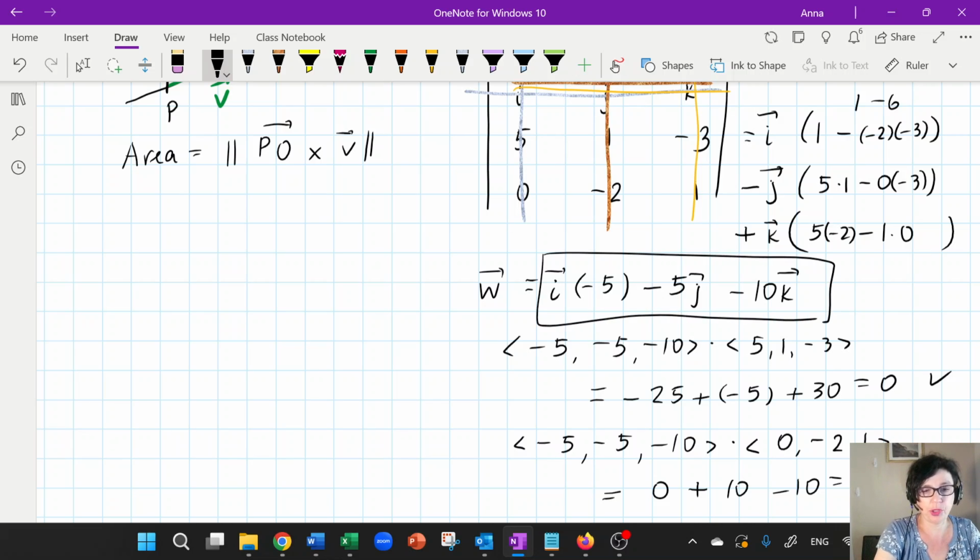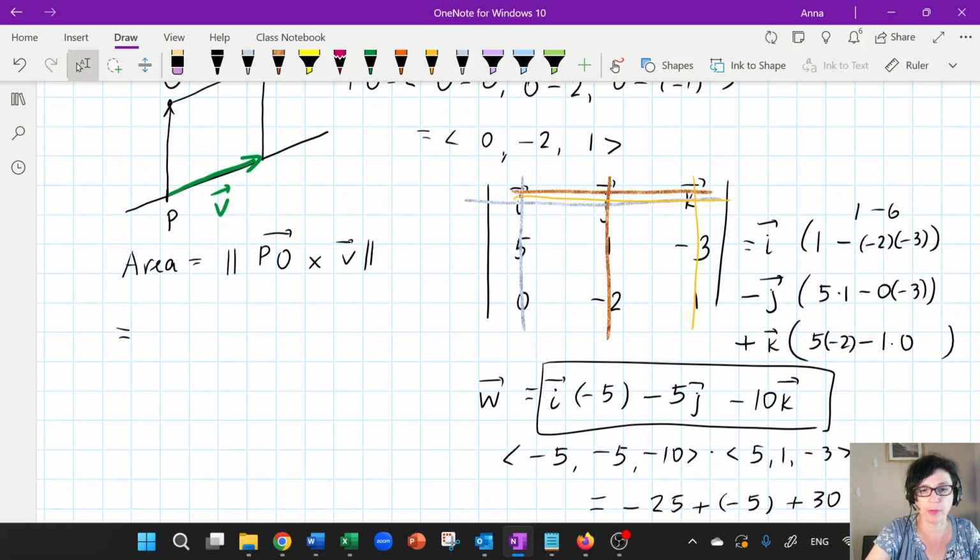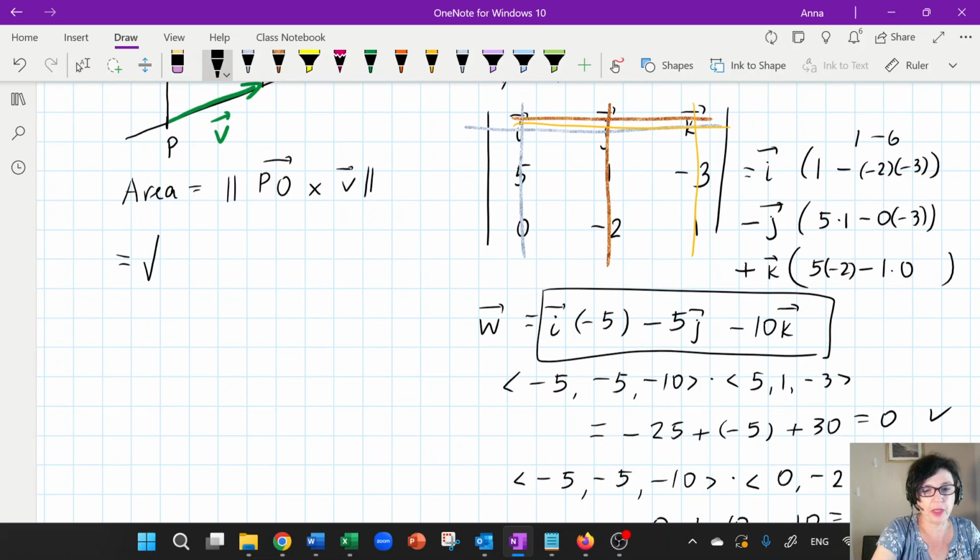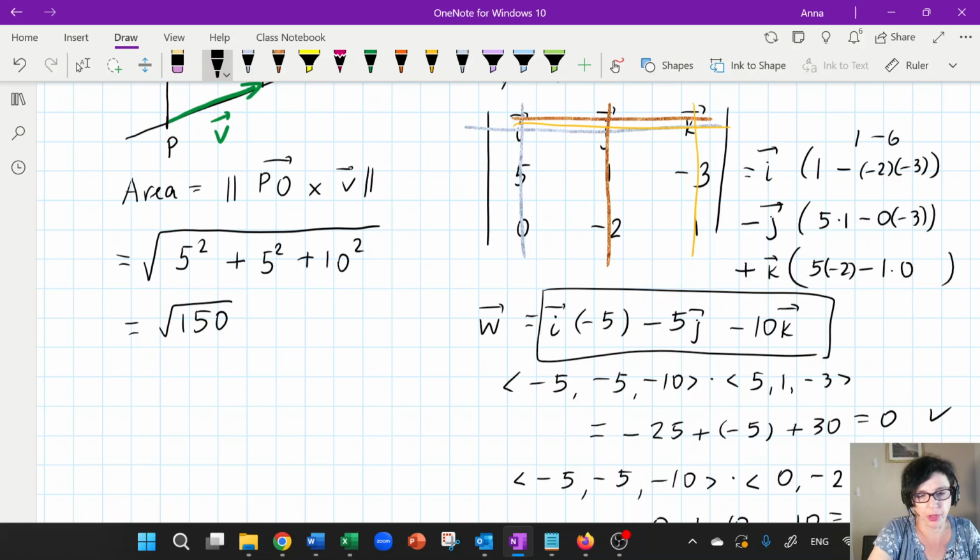My next step is to find its magnitude, and that will give me the area of this parallelogram that I drew. So to find the magnitude, we take the square root and we square each component. Now the negatives, you do not ever need to put, because they will disappear when you square numbers. So this would be 5 squared plus 5 squared plus 10 squared. So this is 25, 25, 50, another 100. So this would be 150 for the area.